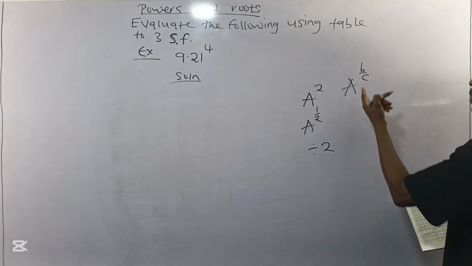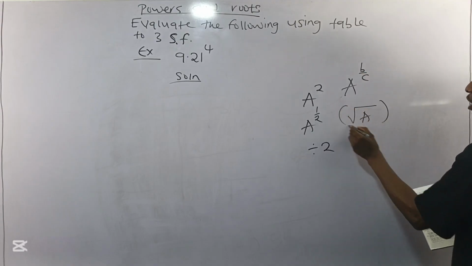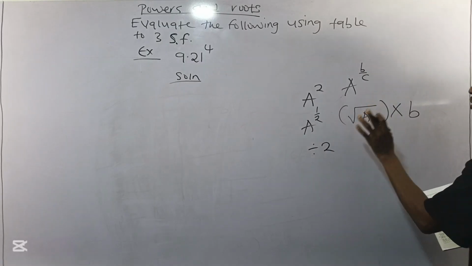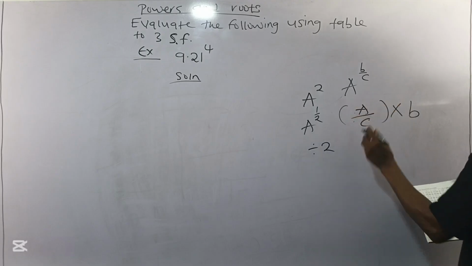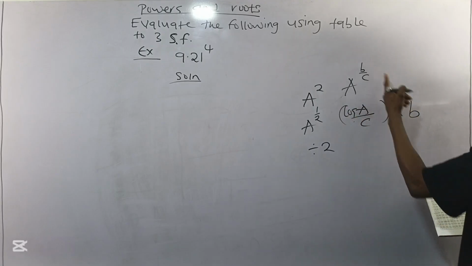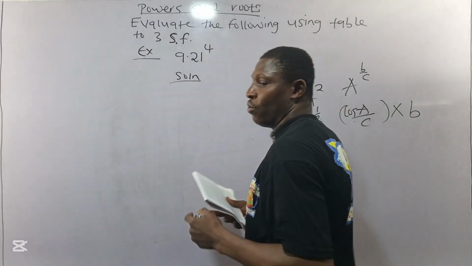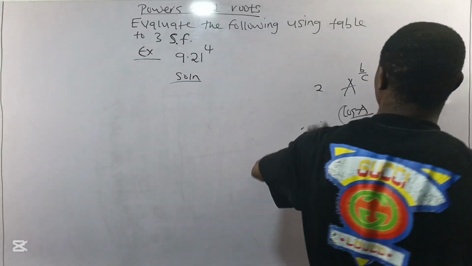So if I have a raised to power what? B over c, it is better I take my root of what? A first, before multiplying by what? By my power, which is what? B. So this is to divide. Remember, the root now is to divide by what? C. After getting your log, divide by C, then you multiply by what? B. Please take note of this what? This rule for powers and roots. Now, how do we solve this question?